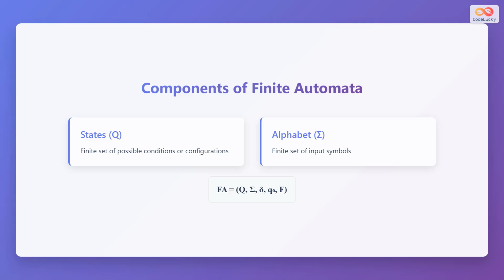Second, we have alphabet, denoted by the symbol sigma. The alphabet is a finite set of input symbols that the automaton can process. These symbols could be letters, numbers, or any other symbols that the machine can read as input. Now, let us look at the formula for finite automata. FA equals (Q, sigma, delta, Q0, F).